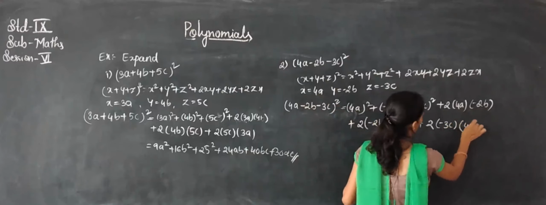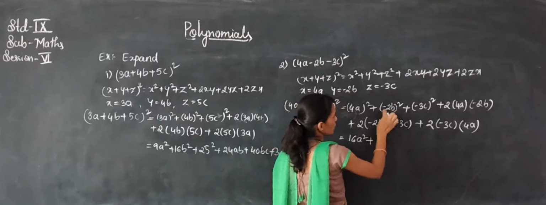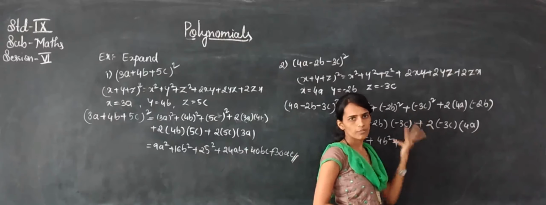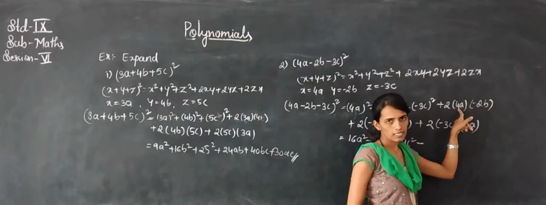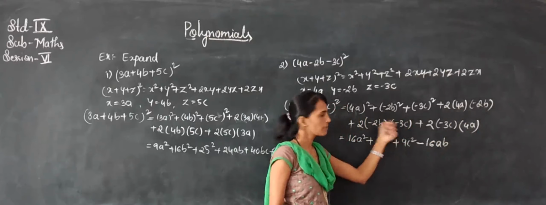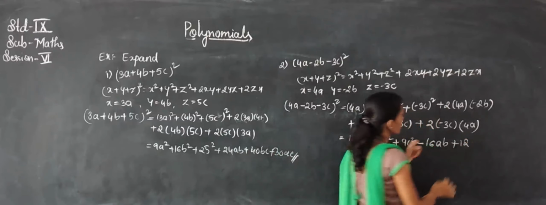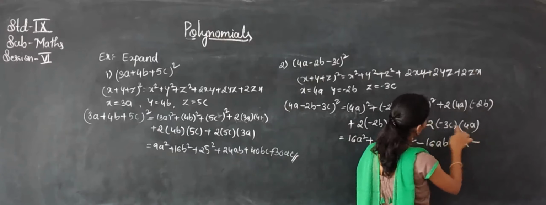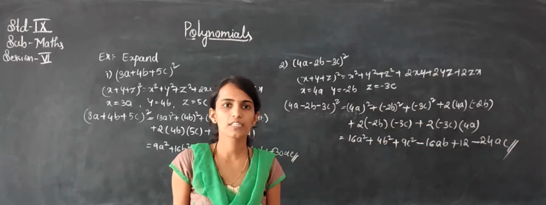Okay, now what is 4 squared, that is 16a², plus minus 2 squared will be plus 4b², plus again minus 3 squared will become plus 9c². Here plus into minus is a minus. 2 times 4 is 8, 8 times 2 is 16ab. Here minus minus becomes plus, 2 times 2 is 4, 3 times 4 is 12. Here minus into plus becomes minus 2 times 3 is 6, and 6 times 4 is 24. This is the required expansion using identity 5.